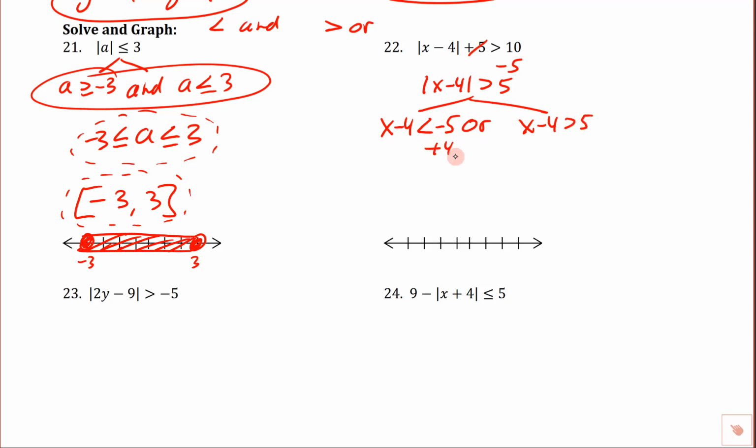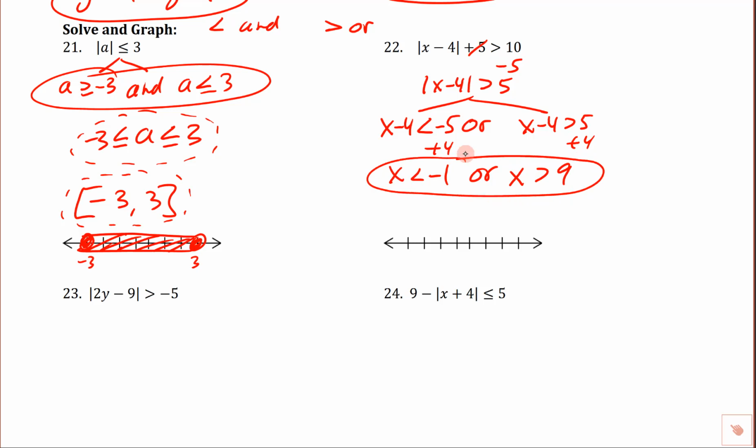So we go ahead and solve this. We're going to add 4. So this is going to be x. X is less than -1. Or add 4. This is going to be x is greater than 9. So this is how we'd write the answer as an inequality. Let's go ahead and graph this. So I'm going to put -1 about right here. We'll just circle that. We don't need to fill it in, but the answers are less than that, so we'd go this way. And 9 is going to be over here somewhere. Again, we don't need to fill it in.